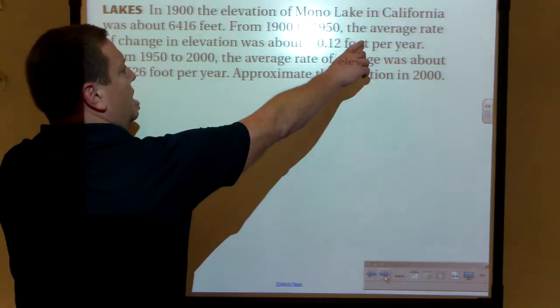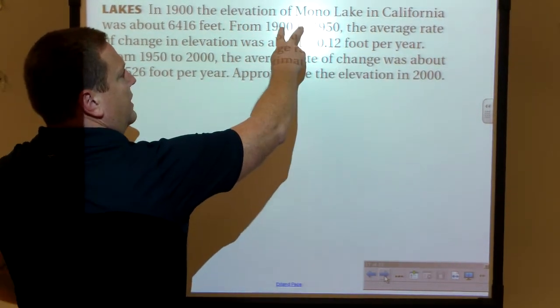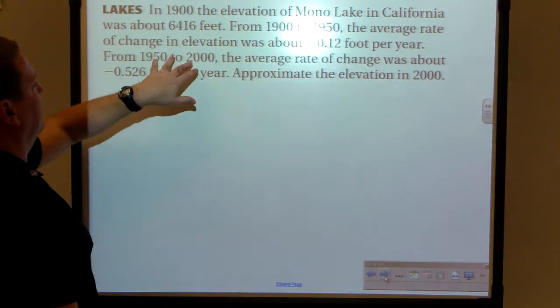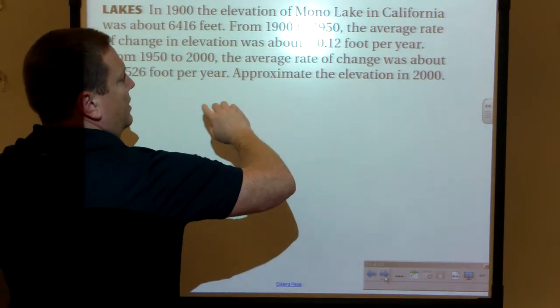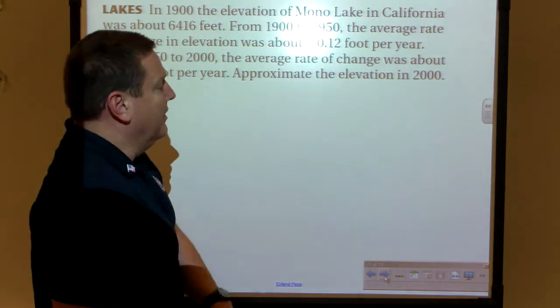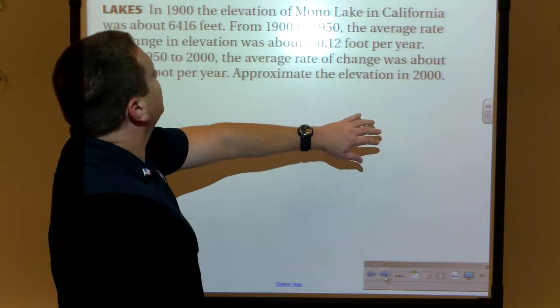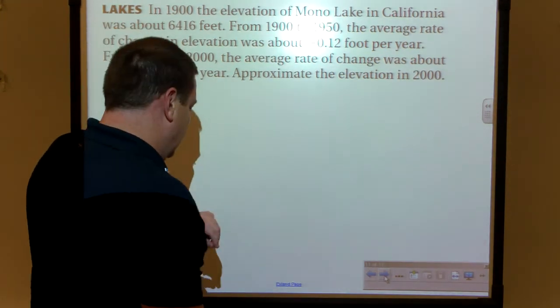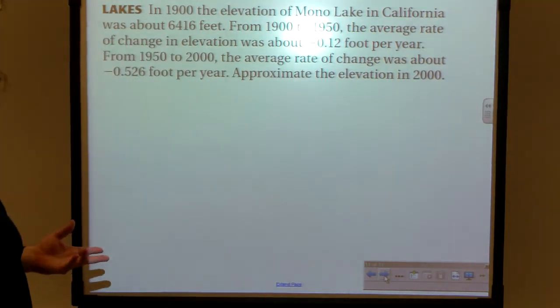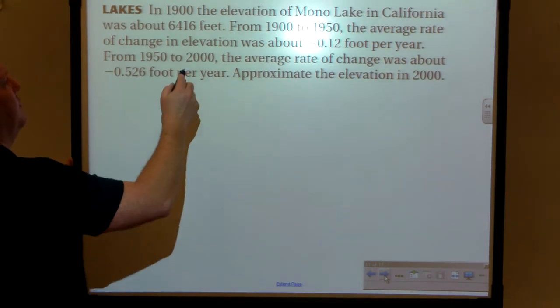So we can see we have two rates of change, one that occurred during the first 50 years and one that occurred in the last 50 years. And the rates are not the same. They want us to approximate the elevation of our lake in the year 2000. This is kind of simple. We do have to identify a few things here.